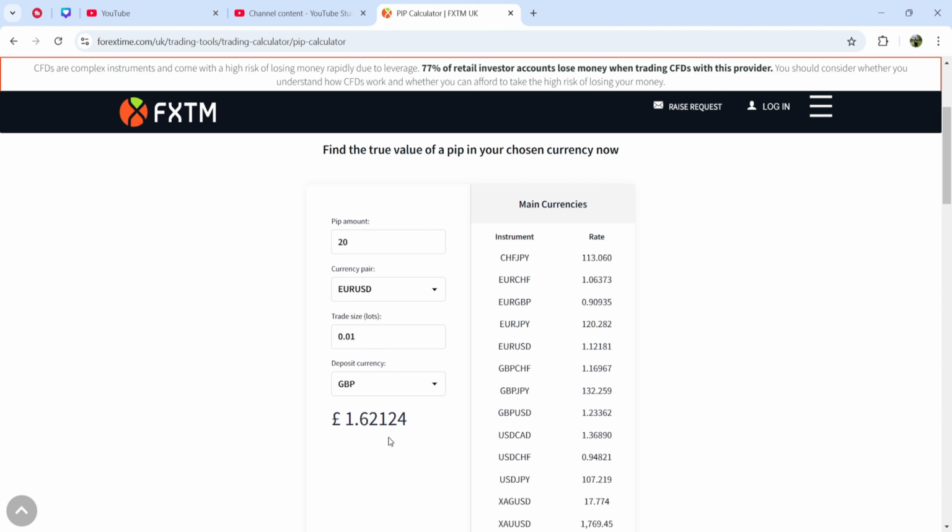As you can see here, trading 20 pips with one micro lot would make £1.60 in profit. Whereas if you change that to one mini lot, you'd be earning £16.20. And if you change it to a full-size lot, your profit will be £162.12. So now you can see where lots and pips go hand in hand.